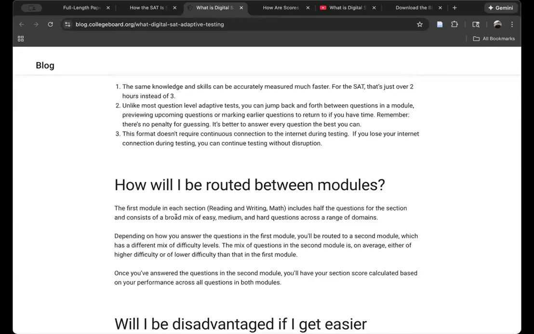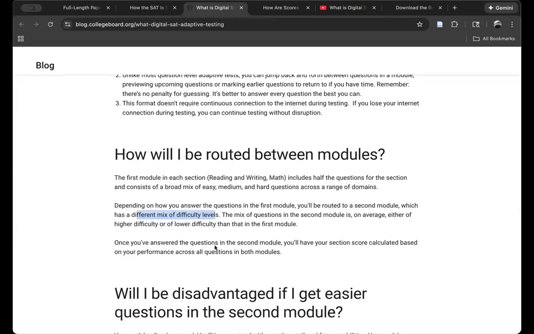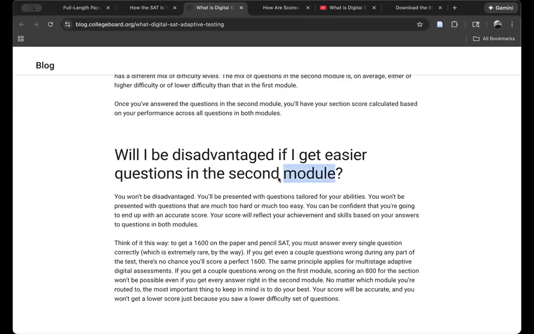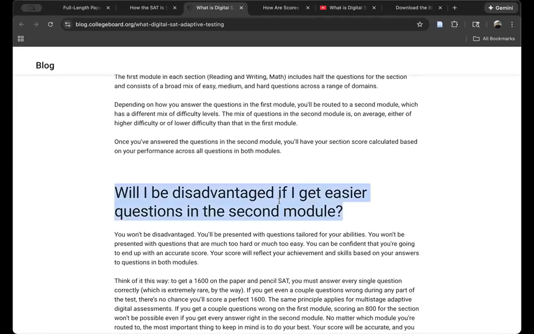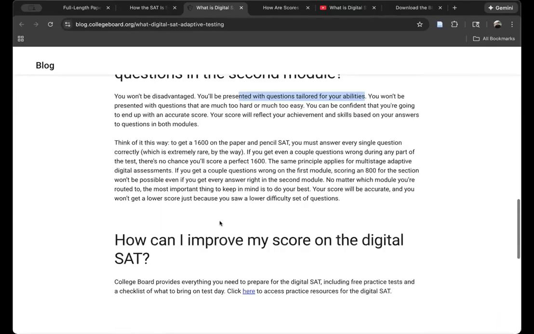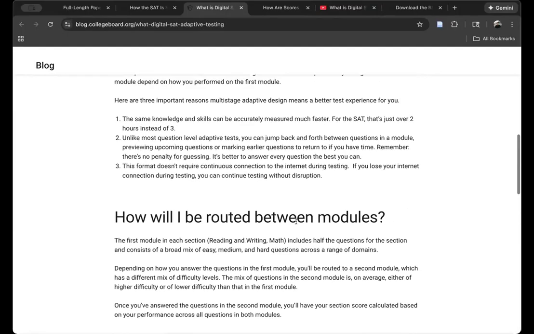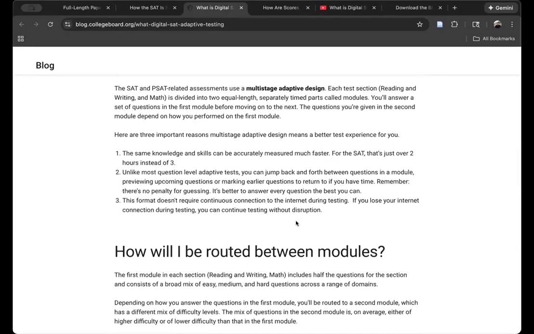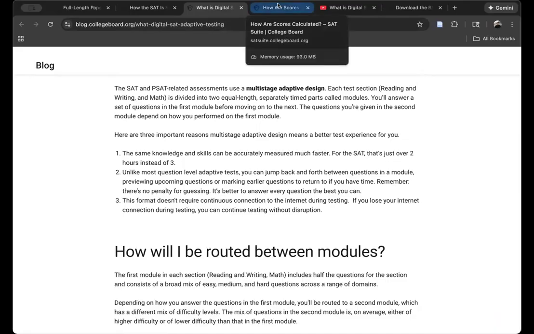The modules will be divided into easy, medium, and hard. Depending on that, the future modules will have different mixes of difficulties, and this will calculate your score accordingly. It'll be scaled accordingly. Again, students will not be disadvantaged in any way because these questions are tailored to their abilities, and the score is going to calculate that accordingly. The most important thing is doing your best, answering every single question, and doing your due diligence to try to get every question correct.